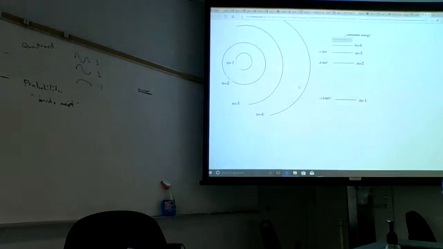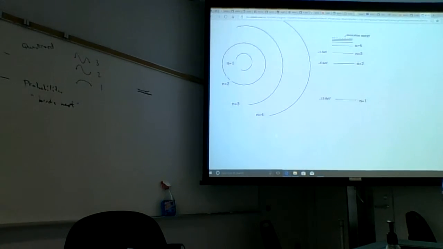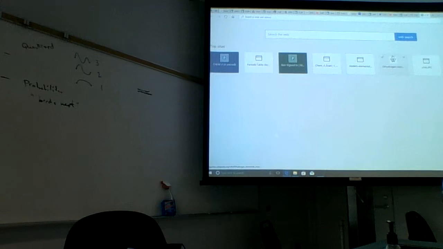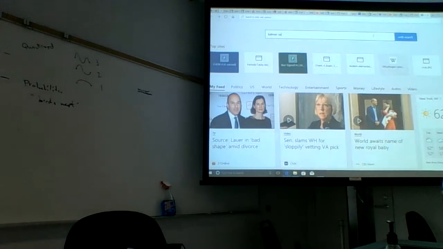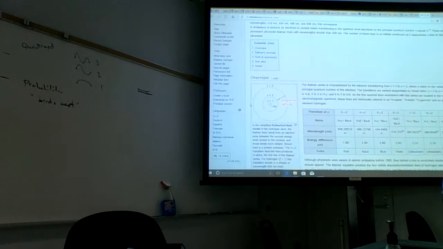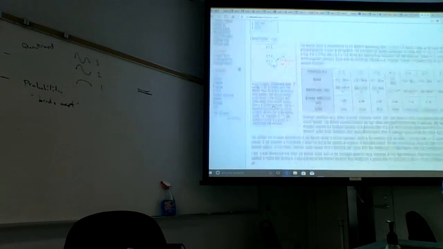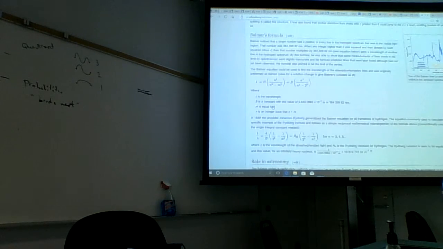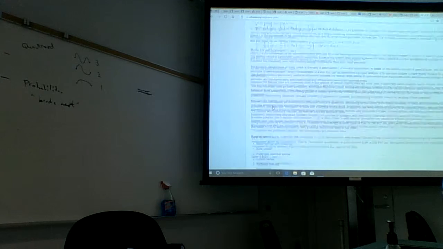They gave them names. The names that they gave these, for example, were based on the discoverer. So the Balmer series. Look at the Balmer series. The Lyman series are in the UV. And so do you see that 3 to 2 transition? Balmer series, 3 to 2, that's in the visible. So we're okay.